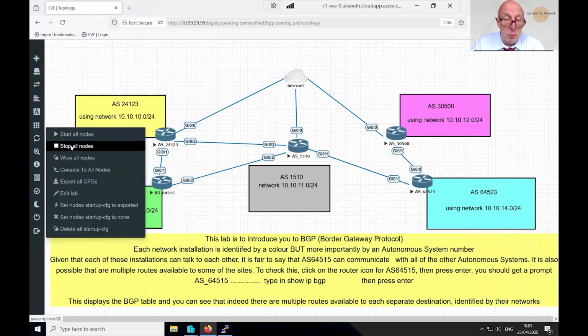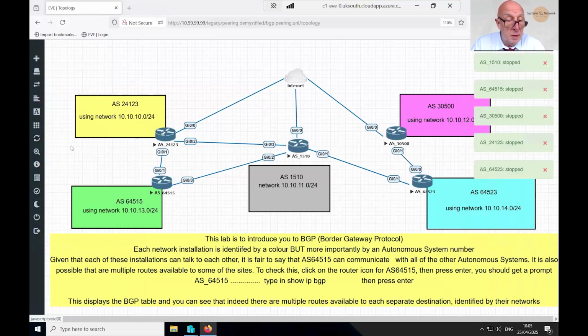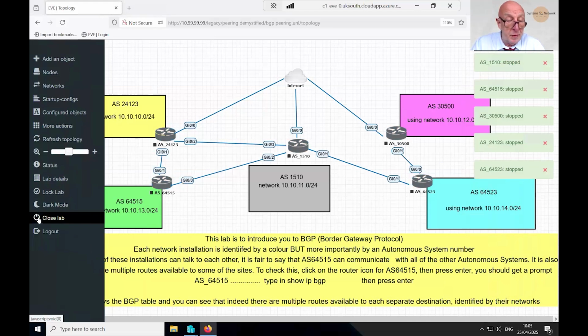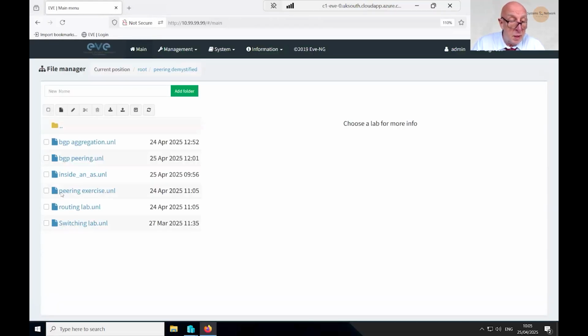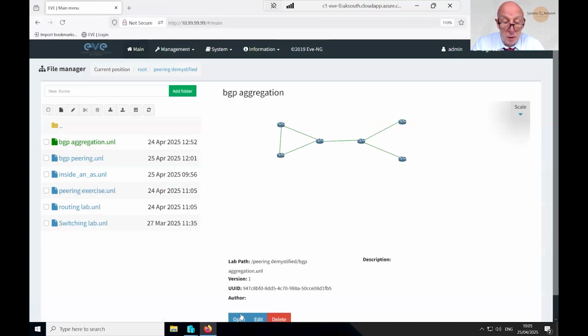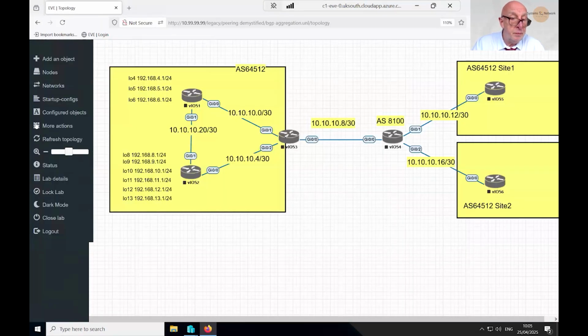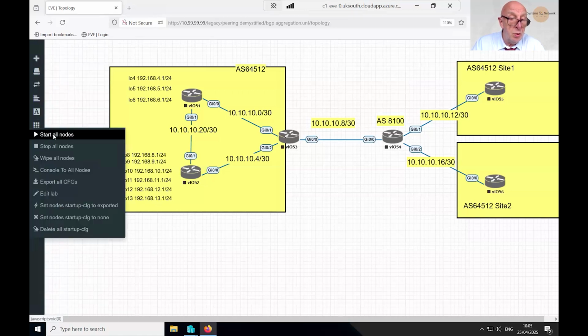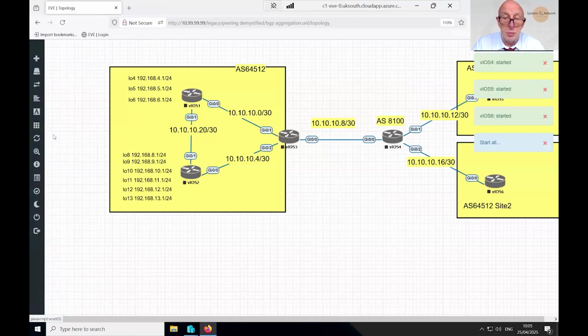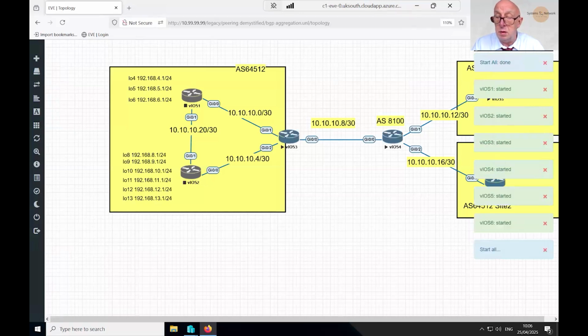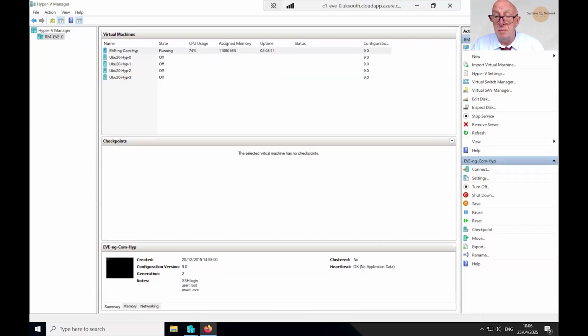So what I'll do now is stop all these nodes, then close the lab, and then load this one and get it all up and running, hopefully. Start all nodes. I'll just make sure these all turn blue. Yeah, that looks pretty promising.